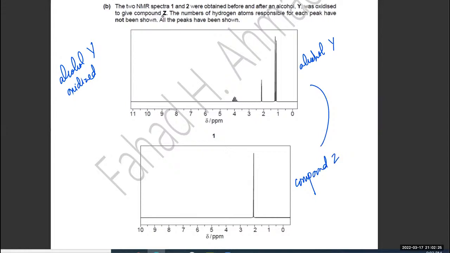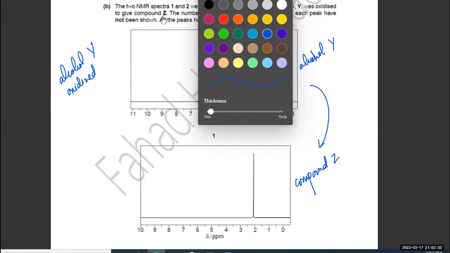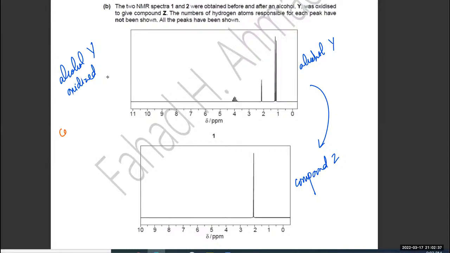So alcohol, whether it's primary, secondary, or tertiary, how many different products are possible when an alcohol gets oxidized? You'll get a carboxylic acid, a ketone, or you can get an aldehyde, right? So which of these products do you think can have a single peak?